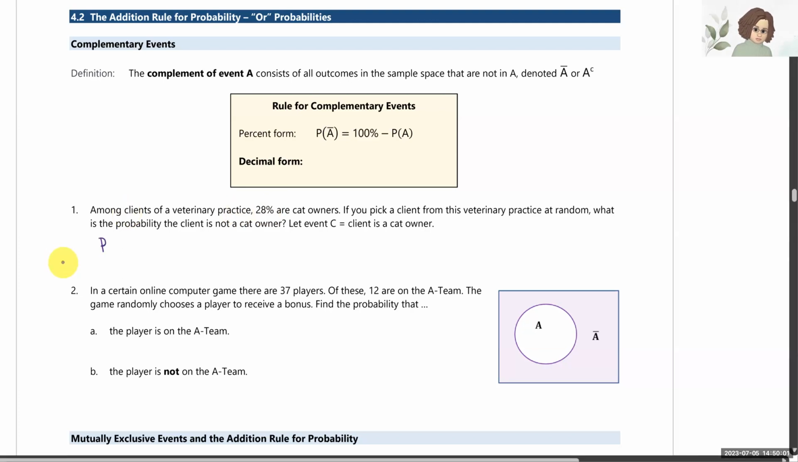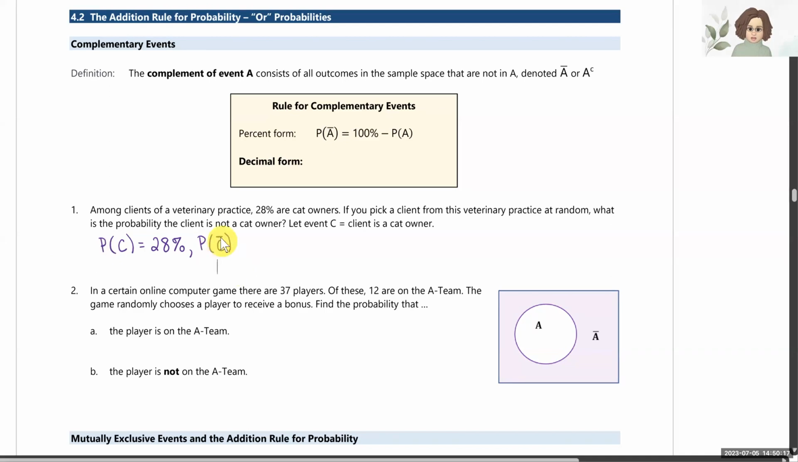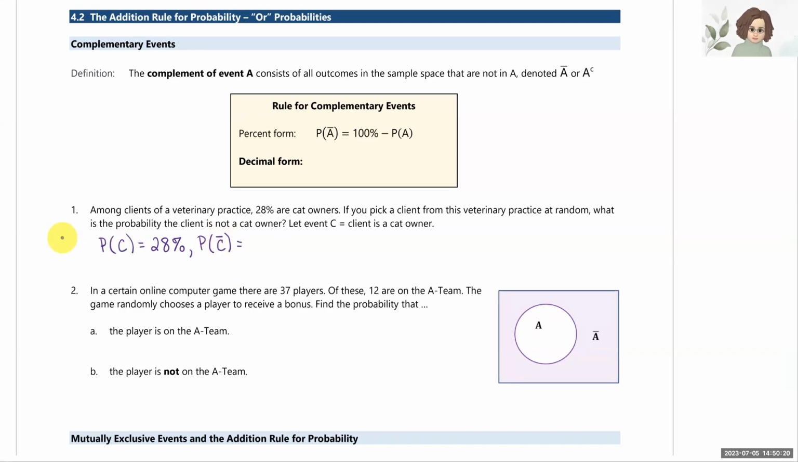So the probability that a client is a cat owner as a percent is 28%. So the rule for complementary events says if you want to find the probability of selecting a client that is not a cat owner, the rule says take 100%, that would be all the clients, and just subtract the ones that are cat owners as a percent. So 100%, take away the 28% that are cat owners, and that leaves us with the other 72% of clients that are not.